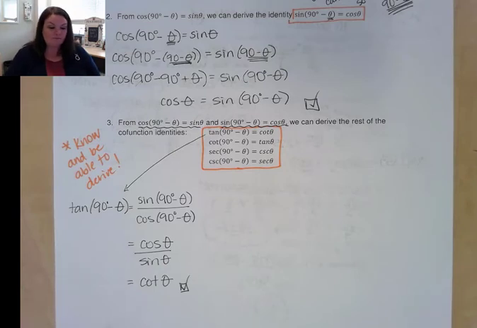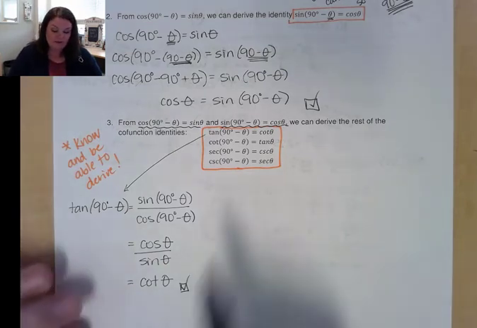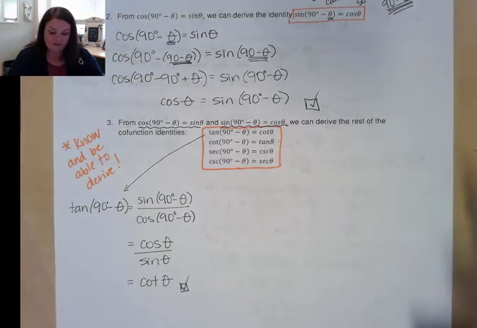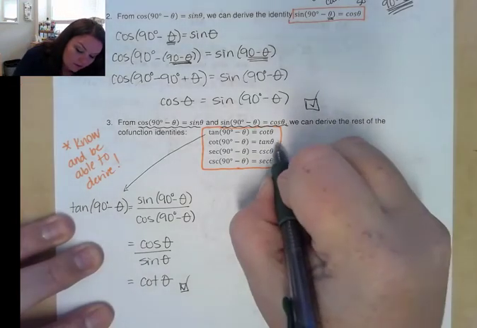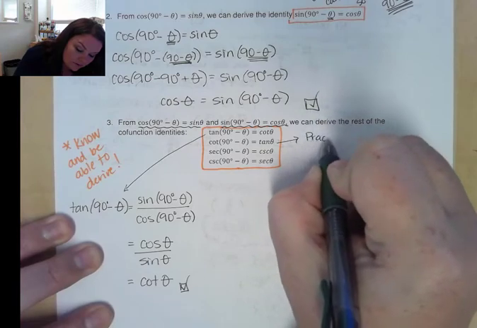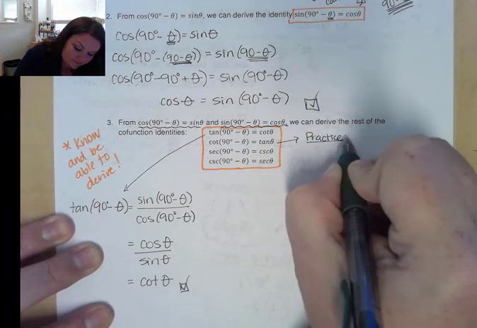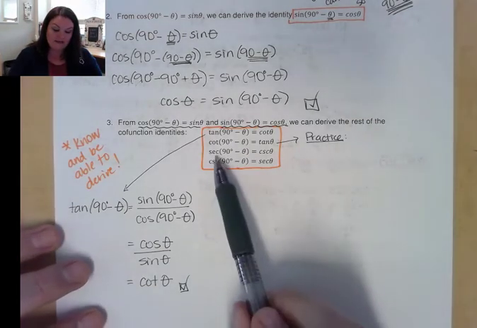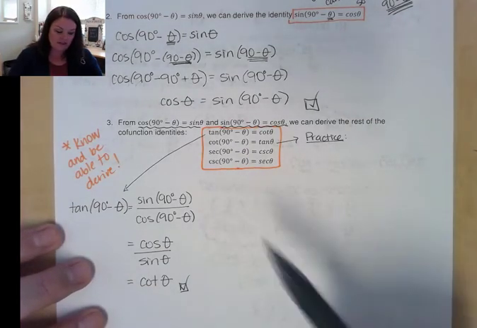So the proof to prove cotangent is very similar, right? So I'm going to have y'all prove that one. I'm going to say practice. And then I want to show you secant, and then I'll have y'all try the cosecant one.